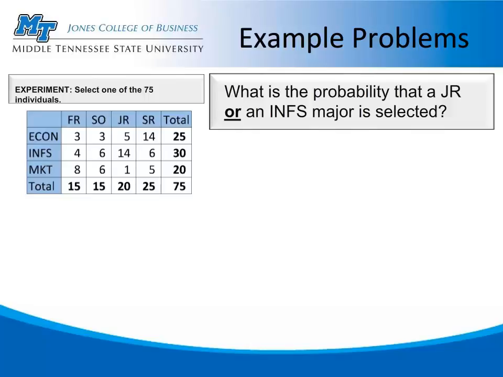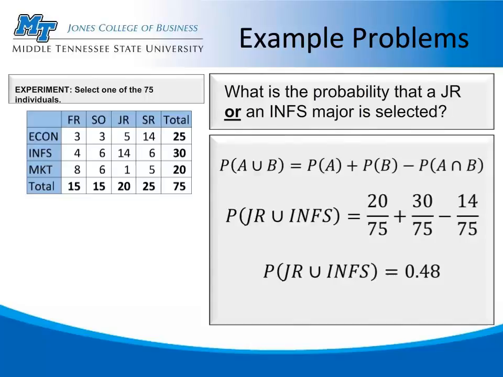What is the probability that a junior or an information systems major is selected? So it needs to be a junior or it needs to be an information systems major. The next slide has the answer. Now, when you see the word or, you want to think addition. The probability of A union B, A or B, is equal to the probability of A plus the probability of B minus the probability of A and B, or A intersect B. You've got to remember to subtract the part that's in common one time. You counted in A, you counted in B, so you have to take it off once.